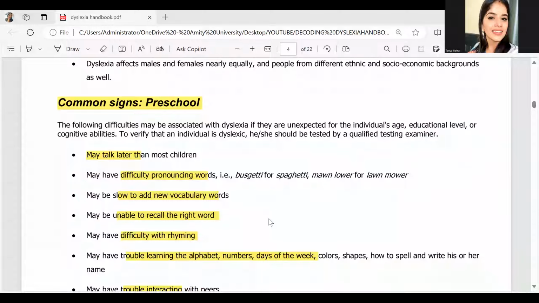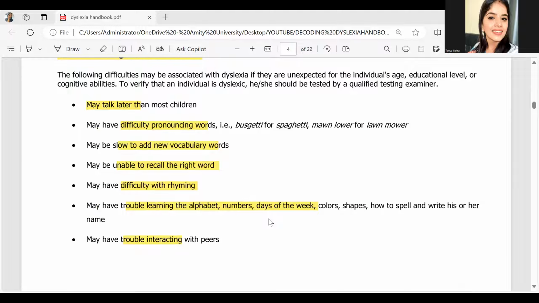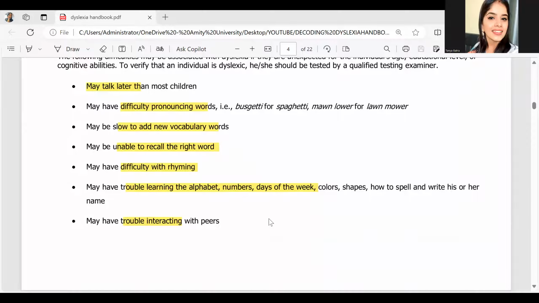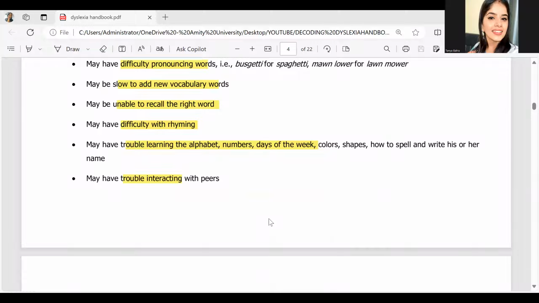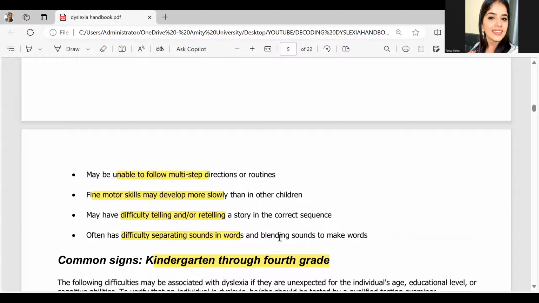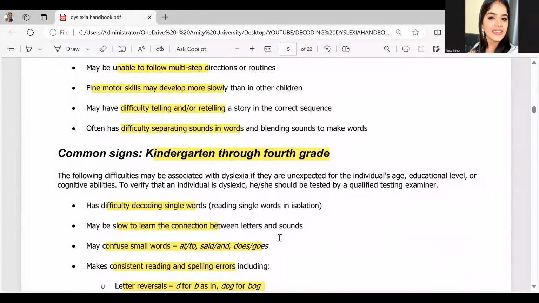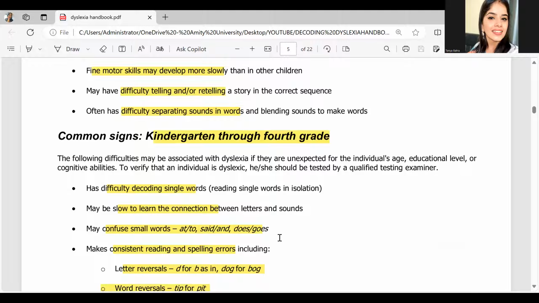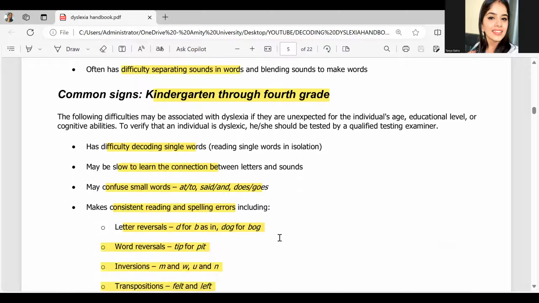Now, these are the common signs in preschool: may talk later, difficulty pronouncing, slow to add new vocabulary, unable to recall the right word, difficulty with rhyming. These are the characteristics of dyslexics if we are suspecting at the preschool stage. Children who are having reading difficulties at preschool level: trouble learning the alphabet, trouble interacting with peers, unable to follow multi-step instructions, fine motor difficulty, difficulty telling or retelling a story, difficulty arranging things in a sequence.